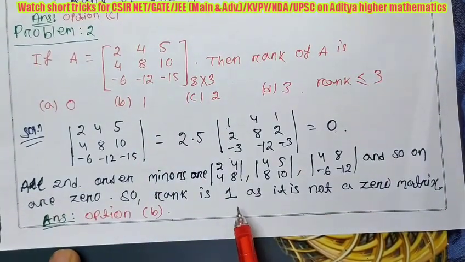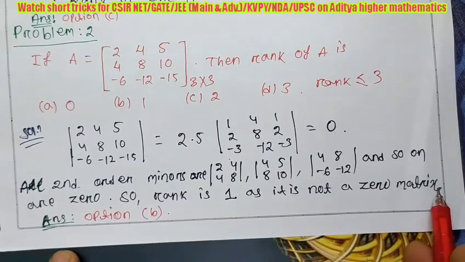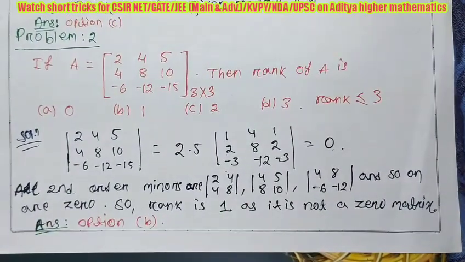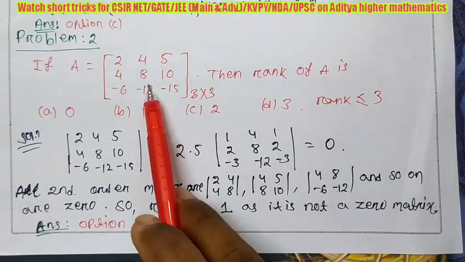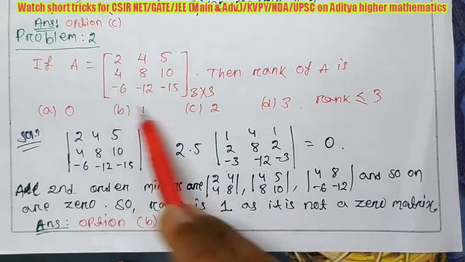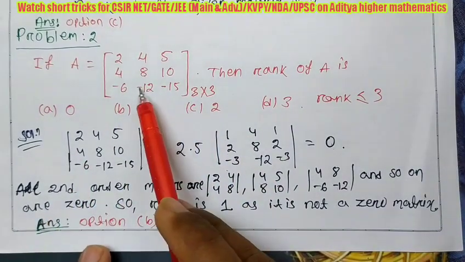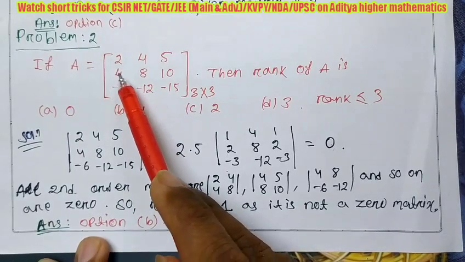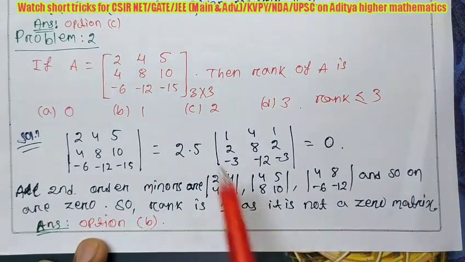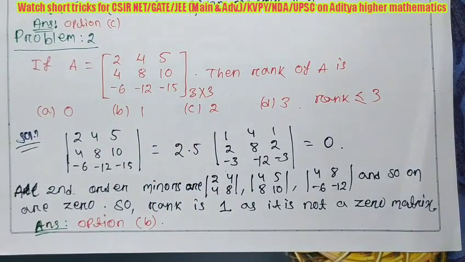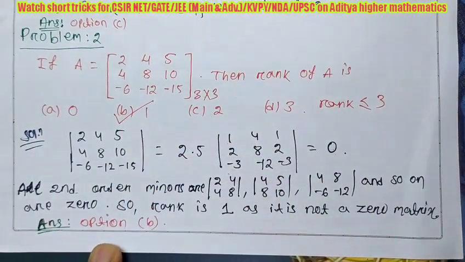So the rank of A is 1 as it is not a 0 matrix. I told you that only when it is a 0 matrix can we say its rank is 0. Since it is a non-zero matrix, here you are getting the order 3 minor as 0 and all order 2 minors are 0. So in total you will get many order 2 minors here, but since I am getting 0 each time, you can check that all order 2 minors are 0, so its rank is 1. That means option B is correct.